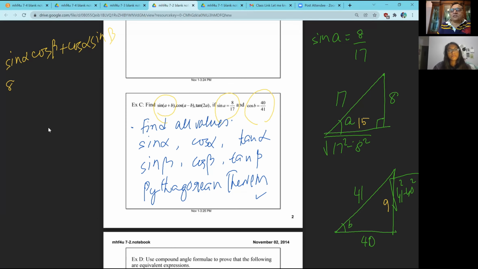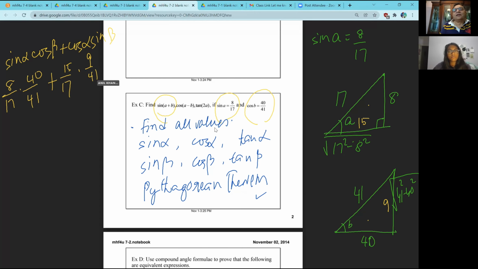Now, what is sine alpha? Sine alpha is given to you as 8/17. I'm writing here. And what is cos beta? Cos beta is given to you as 40/41. We'll write here. Plus, we need cos alpha. So go to the first triangle. Cos alpha is 15/17. And sine beta, go to the second triangle, 9/41.